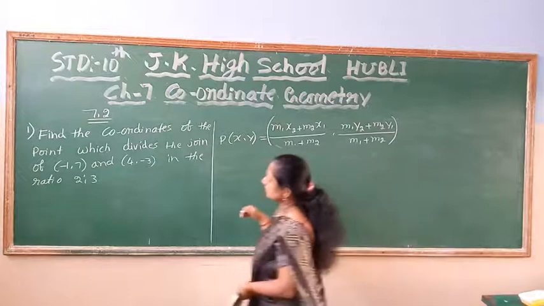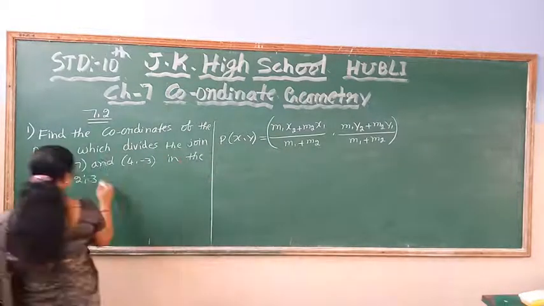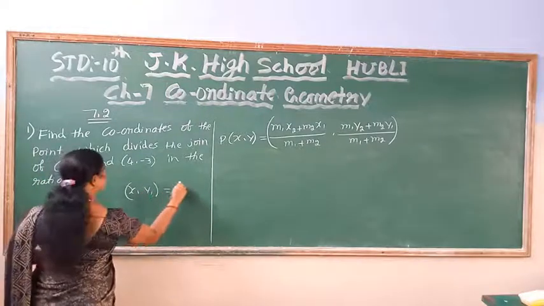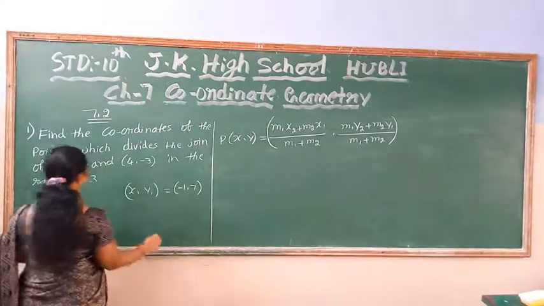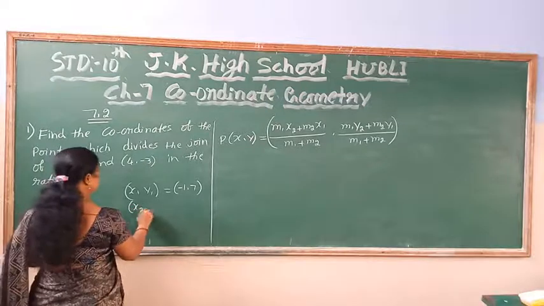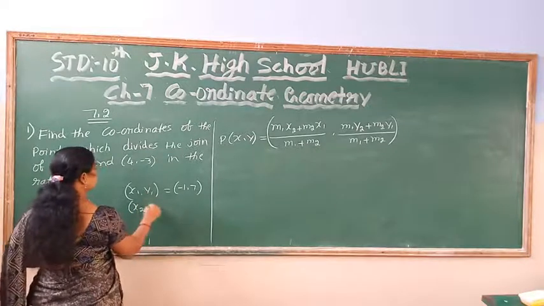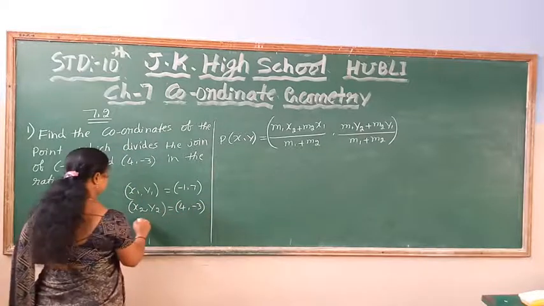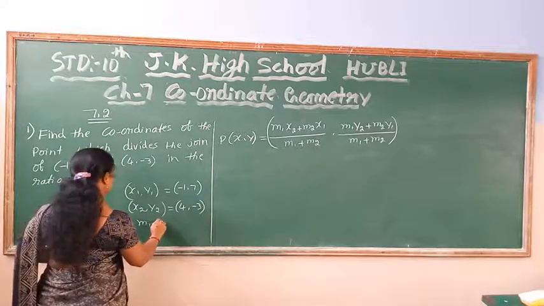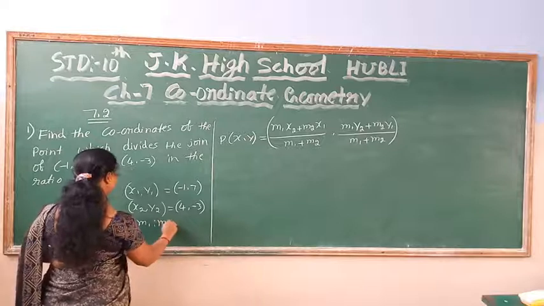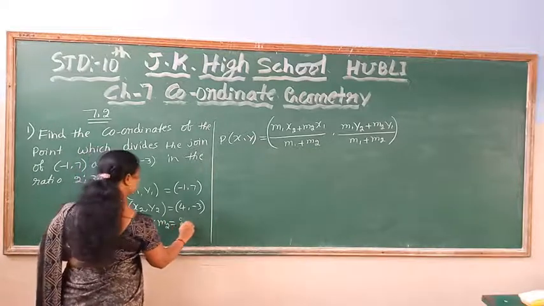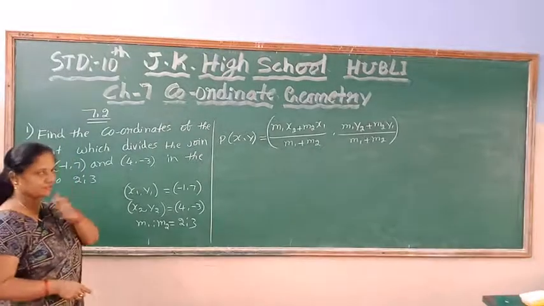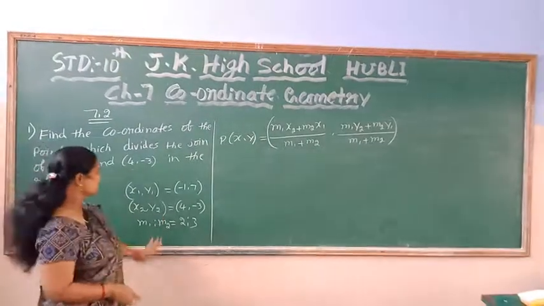So now the coordinates x1 y1 are (-1, 7), x2 y2 are (4, -3), m1 is 2, m2 is 3, the ratio 2:3. So substitute the values in the given formula, the section formula, then simplify.